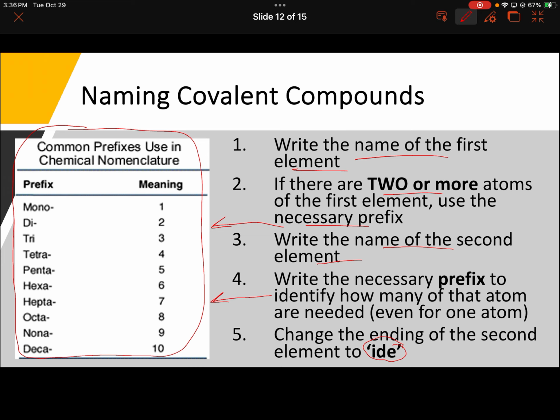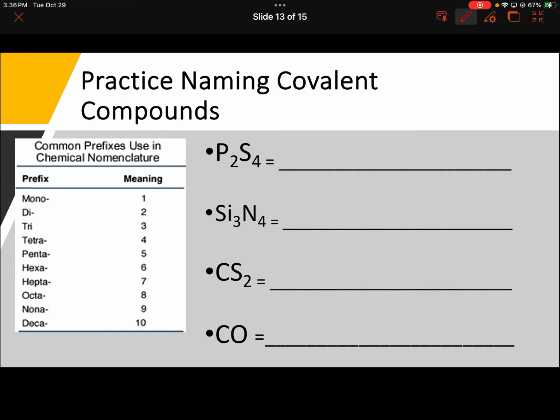So similar to what we did before, first element, second element, change it to IDE, but then we're going to use the necessary numerical prefixes. So for example, naming these covalent compounds. Right here, that element is phosphorus. And right here, sulfur, but remember we changed that ending. Similar to what we saw with the binary ionics, we changed that ending. But now I have to take care of the 2 and the 4.